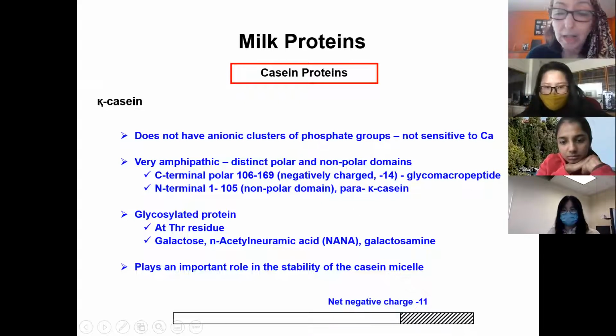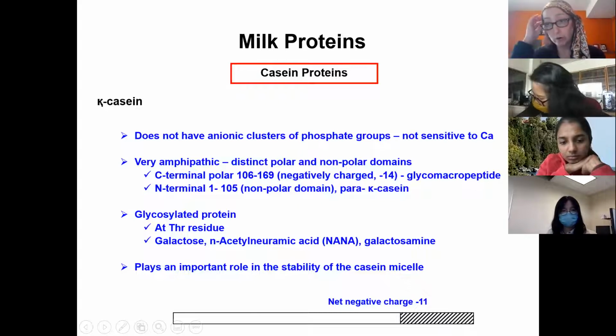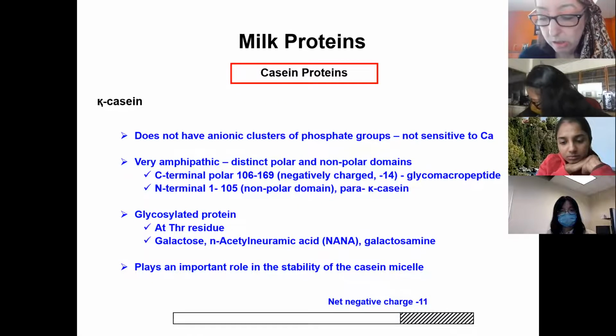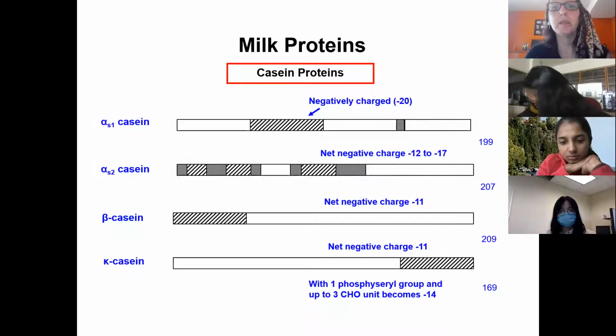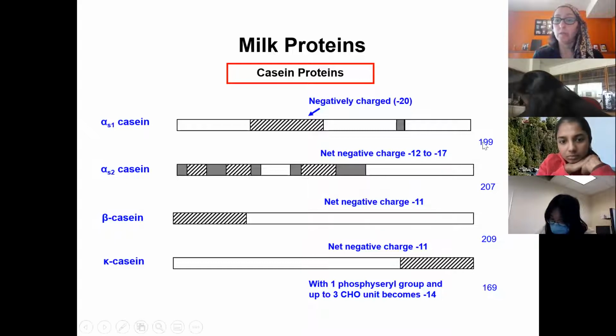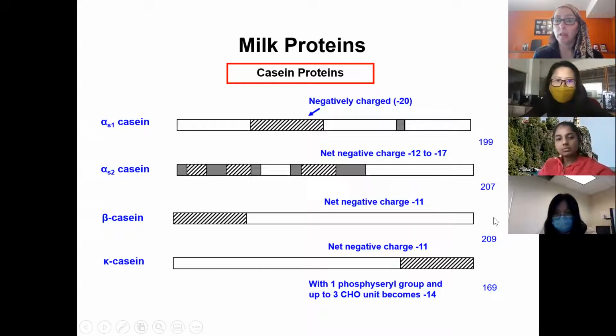This is that. It stays with the curd, with the casein curd. Okay, so this is just a slide that puts them all together and shows you the differences. And this number here is the number of amino acids in these different proteins.